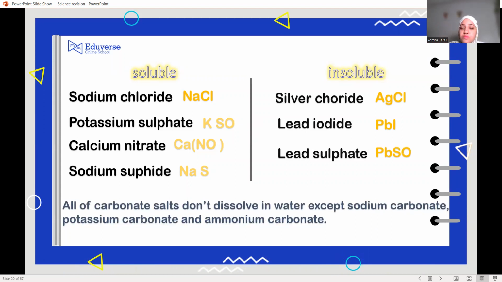All the carbonate salts don't dissolve in water except sodium carbonate, potassium carbonate, and ammonium carbonate. We can remember it by making a code: SPA. SPA, they are dissolving in water: sodium carbonate, potassium carbonate, and ammonium carbonate.